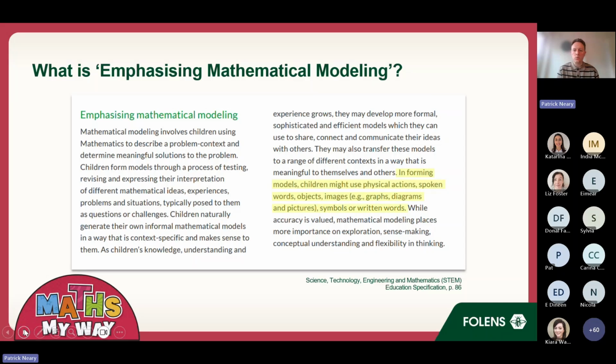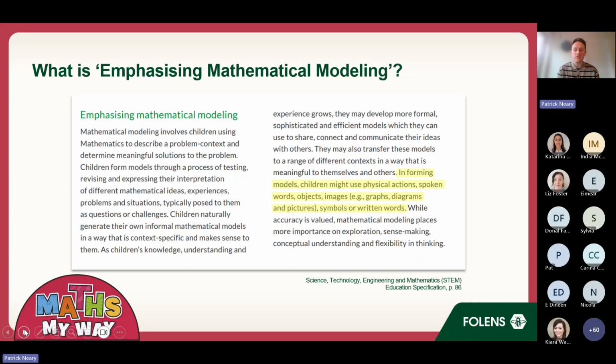The second thing is just what modeling can look like. And it's not always concrete materials. So the curriculum here states that it can include physical actions, spoken words, objects, images, symbols, or written words. So it takes all of that in.